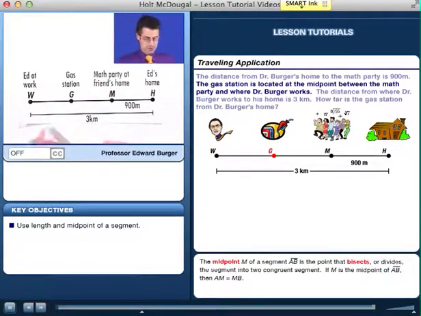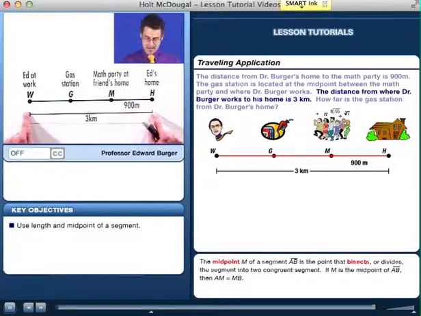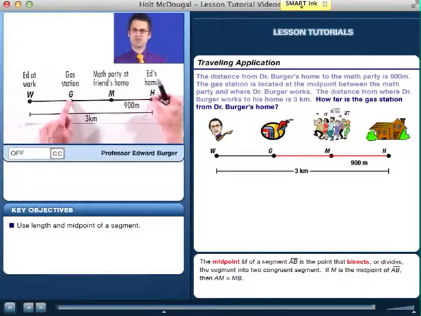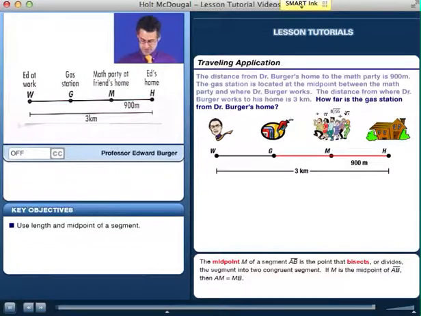Okay, but there's something else that I know. I also know that the entire distance from where I work to where I live is 3 kilometers. And the question that I want to know is, how far is the gas station from my house? That's what I got to figure out. So how will I do this? There's so much information here, we have to parse it through carefully.